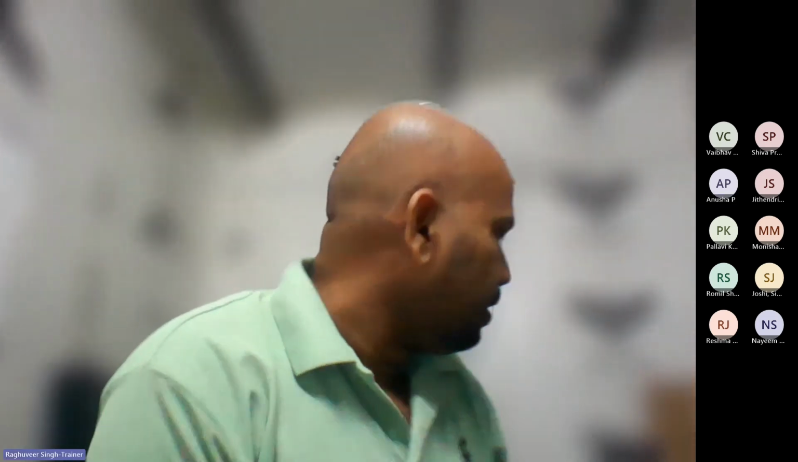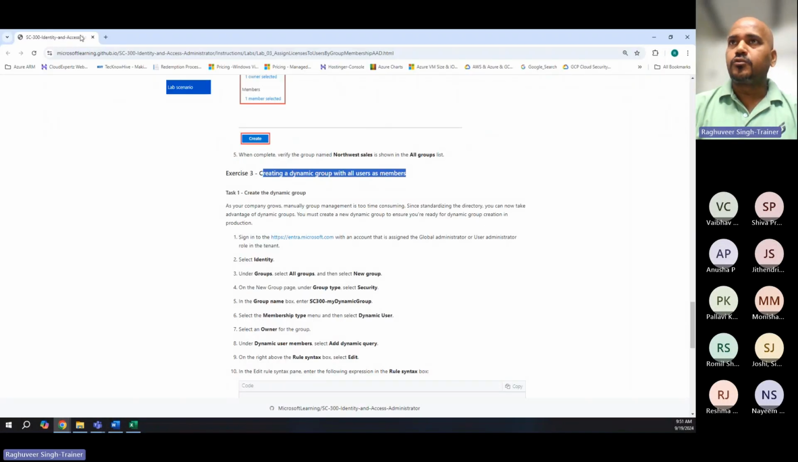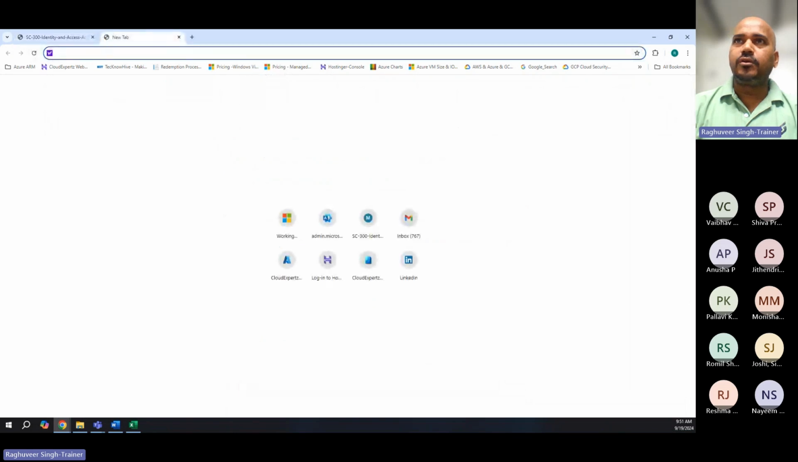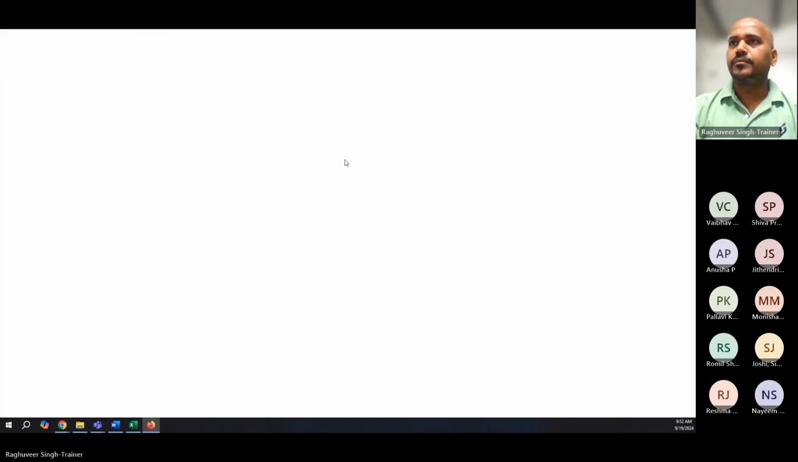Okay, got it. All right. Let's move on. Now let's look at the dynamic group capability. So I'll present my screen. For those who are already aware of this capability, it's a refresher. And for those who have not used this capability in the past, let's understand the capability.